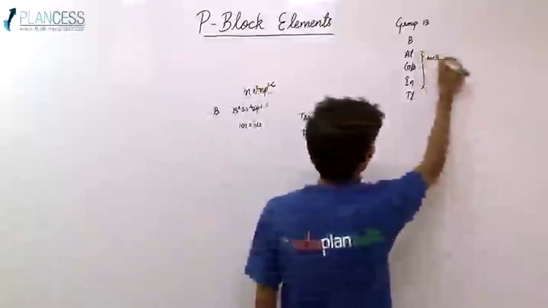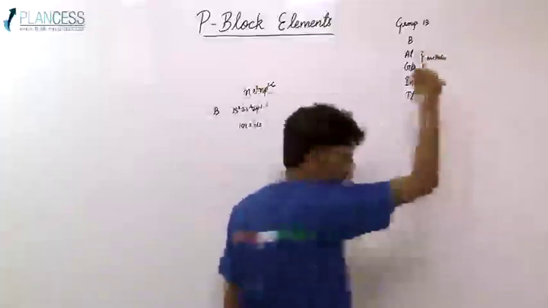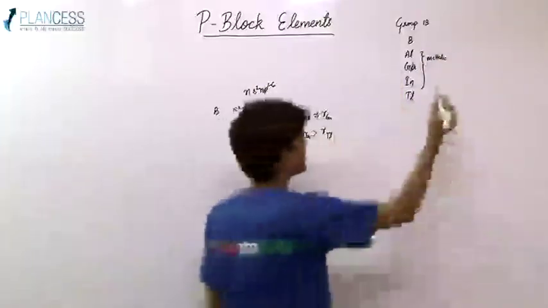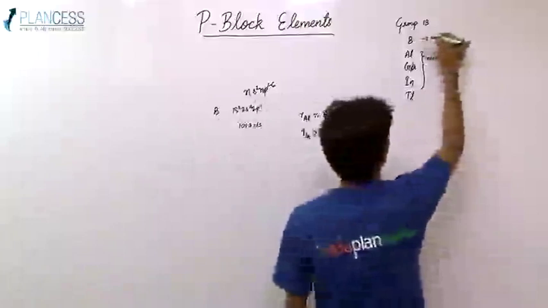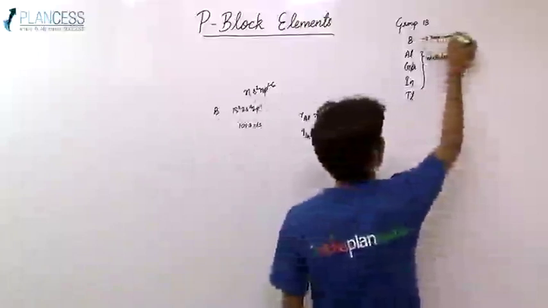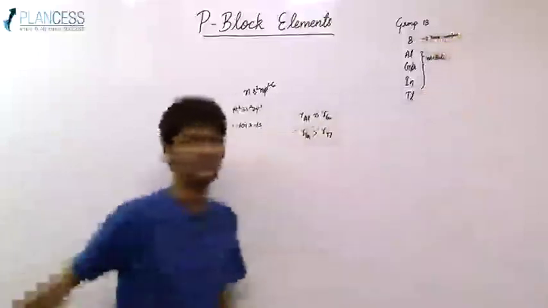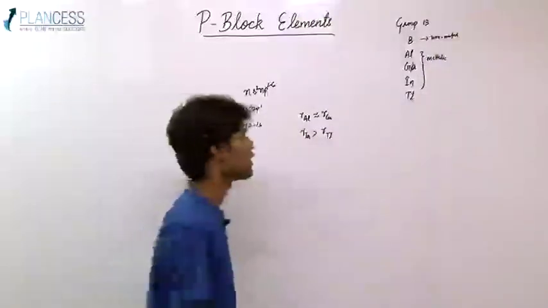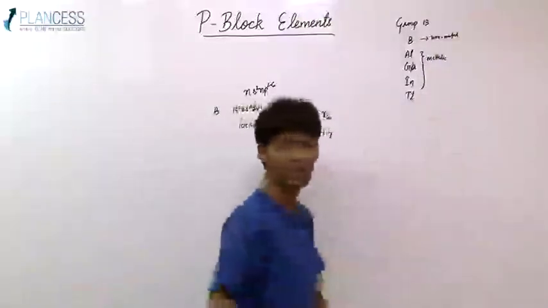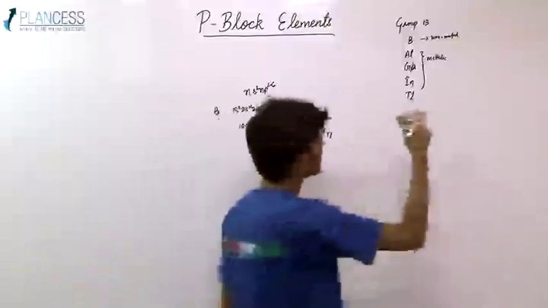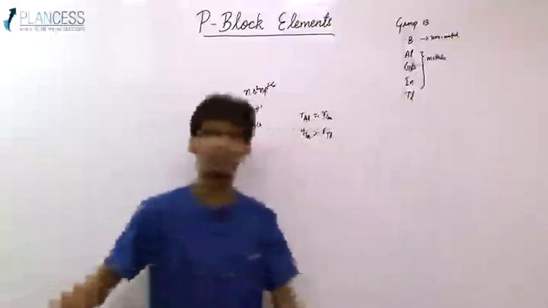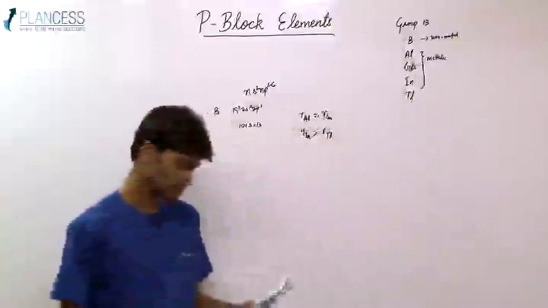All are metallic in character, and boron shows an anomalous property and it is non-metal. So we don't talk about the electronegativity of a metal. Generally we just talk about the electronegativity of a non-metal, but as far as the electronegativity trend is concerned, it decreases generally down the group. The next property would be the physical property.